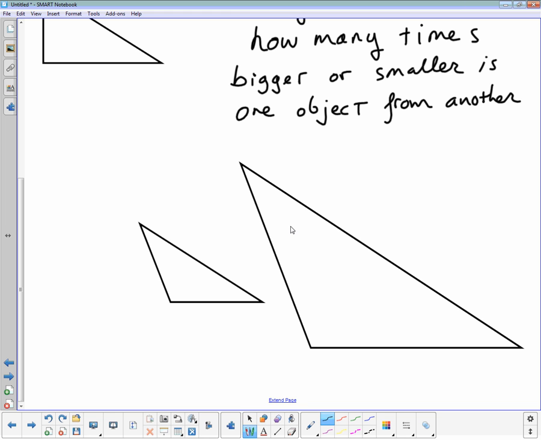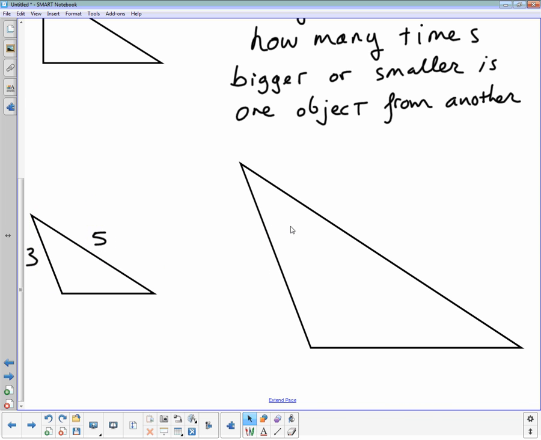So for example, if I said this was 3 and this was, say, 5, and this was, say, 6, and those two objects are similar, right away you know they're similar, then we can say to ourselves, how many times bigger or smaller is the first object from the second? It's 2 times as big. How do you know? You're right, but how did you come up with that decision?